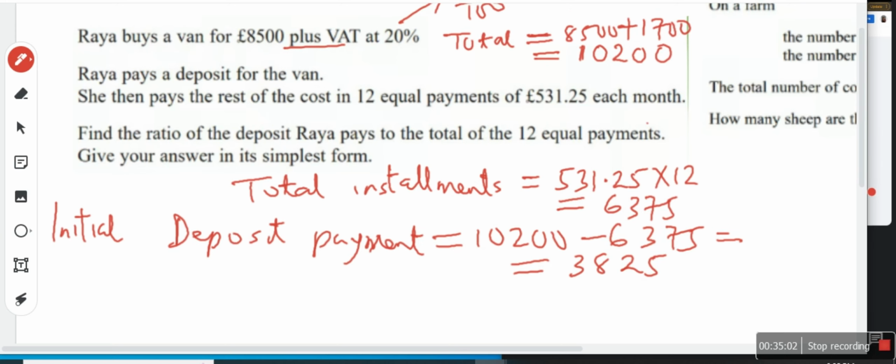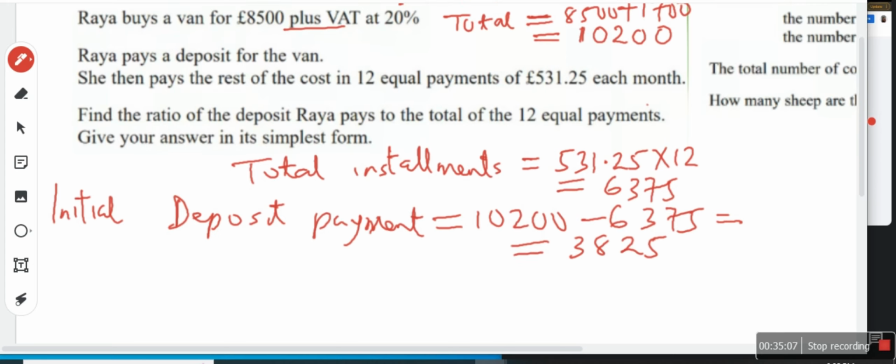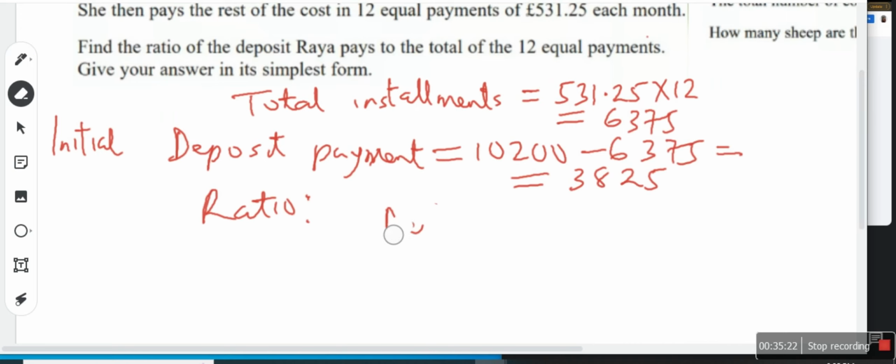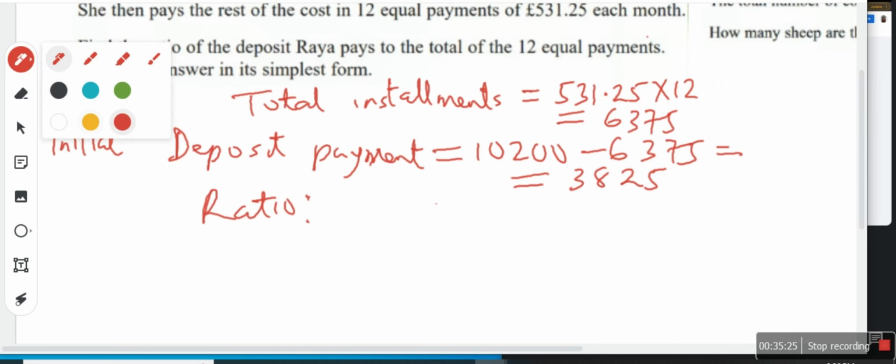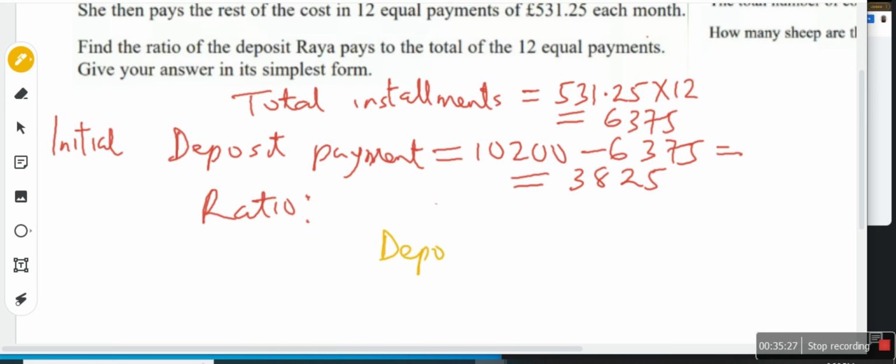It just says find the ratio of the deposit to the total of the 12 equal installments. So the ratio will simply be, the deposit is 3,825. That's the ratio of deposit. Sorry, let me conclude with that very quickly. Deposit ratio to total installments.